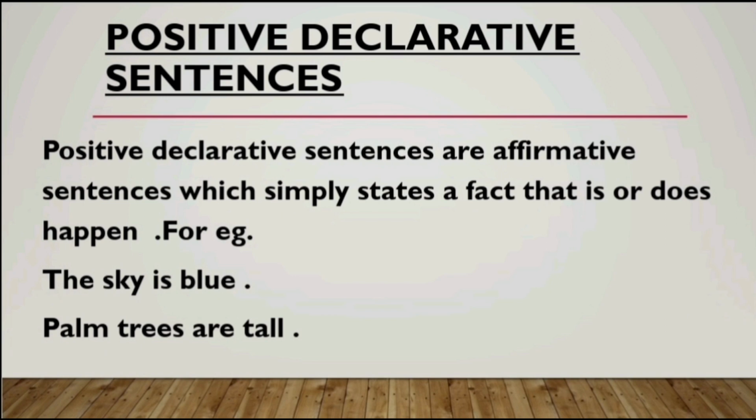In that case, have a look at this example here. The sky is blue. Next is palm trees are tall. So basically they are simple statements, they are affirmative statements which assert a fact which happens.